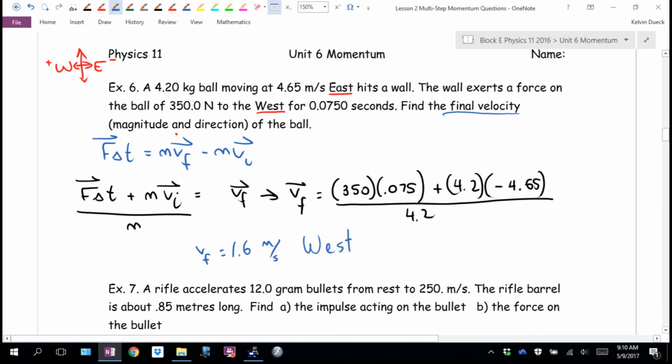Linnea, if you wanted to do this same question, but you decided, because you noticed the directional changes right away, and by the way, one of the things you want to see is if they give you compass directions, a little alarm bell should ring. There's probably going to be a change in direction. If you decide to let east be positive and west be negative for the whole question, you would have let the 350 be negative, you would let the 4.65 be positive, and you would have got negative 1.6, which you had called west, and that'd be perfectly fine. You'll get the same answer. There's no right or wrong way to do it, whatever way makes you happier. Okay?